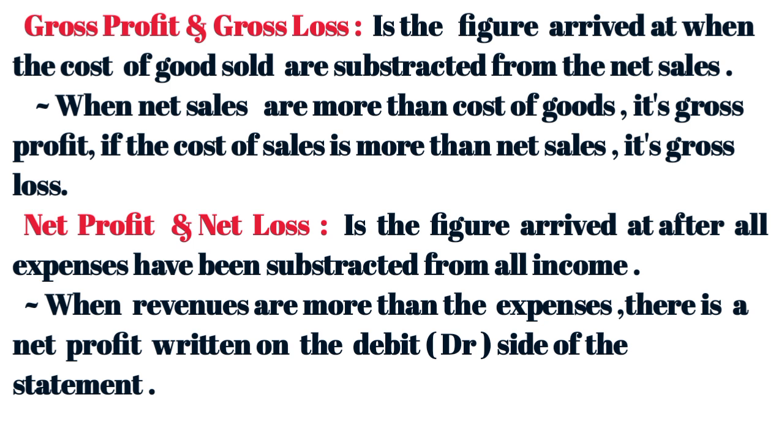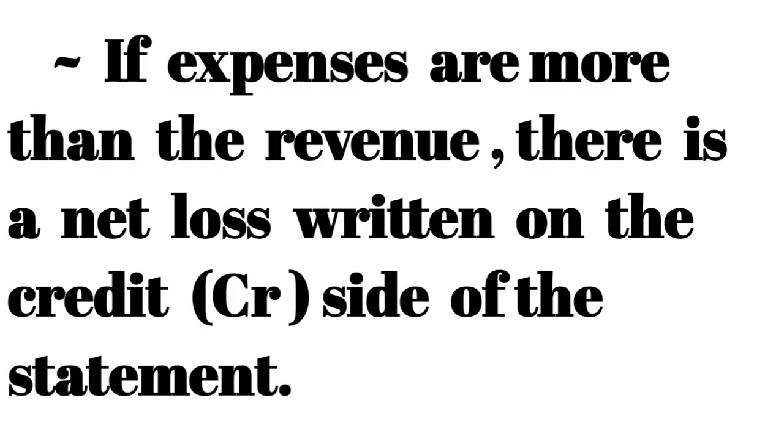Then we have net profit and net loss. Here we are talking about the figure arrived at after all expenses have been subtracted from all income. Here also are some points that you are supposed to note down. When revenues are more than the expenses, there is a net profit written on the debit side of the statement. And if expenses are more than the revenue, then there is a net loss written on the credit side of the statement.